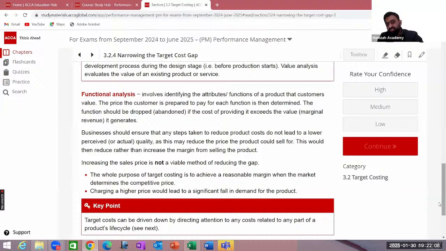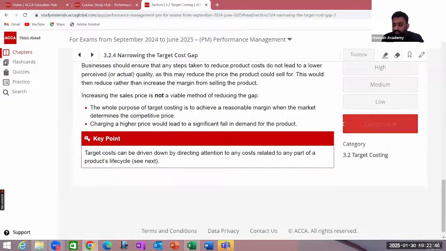We practiced in the last class, and there were a number of questions where we identified that to reduce the cost gap, we should not increase the sale price. Because target costing is based on the concept that you cannot increase the sale price, the competition is high. If you increase the sale price, obviously you will lose the customer. So increasing the sale price is not an option in target costing. Then what is the option? To reduce the cost. If you reduce the expected cost, actual cost, then the cost gap will be minimized, and then you can earn your desired profitability.